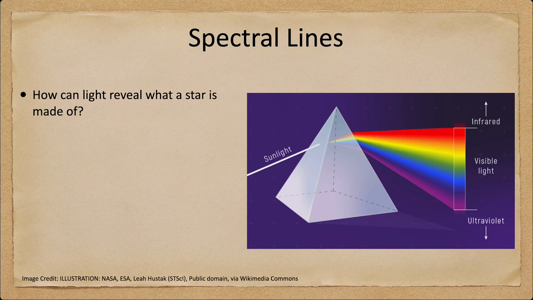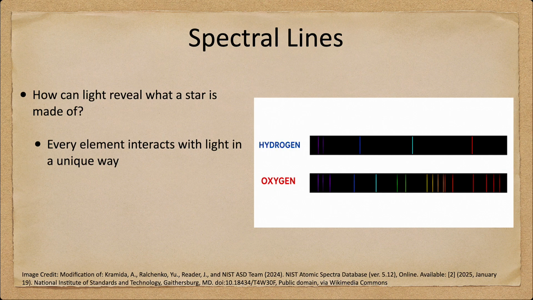Because every element has its own arrangement of electrons, every element produces a unique set of wavelengths. The result is a distinctive pattern of bright or dark lines within a spectrum. These are spectral lines. In many ways, they function like fingerprints. Just as fingerprints can identify a person, spectral lines can identify an element.